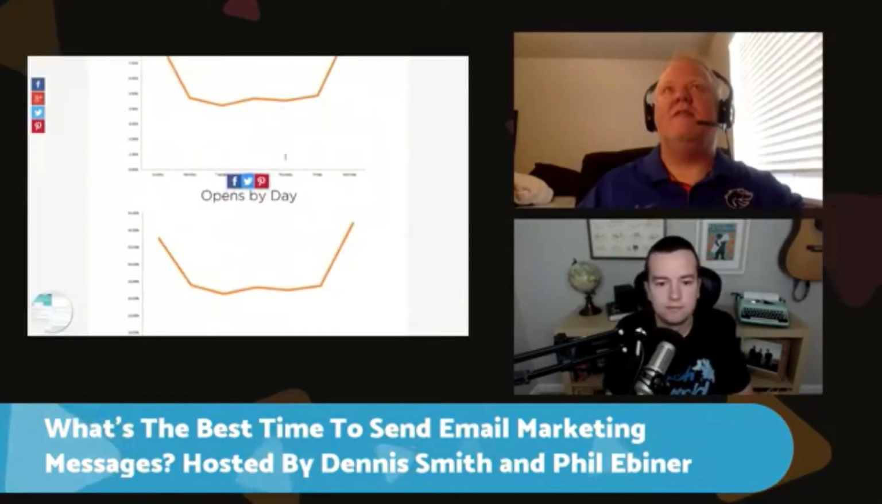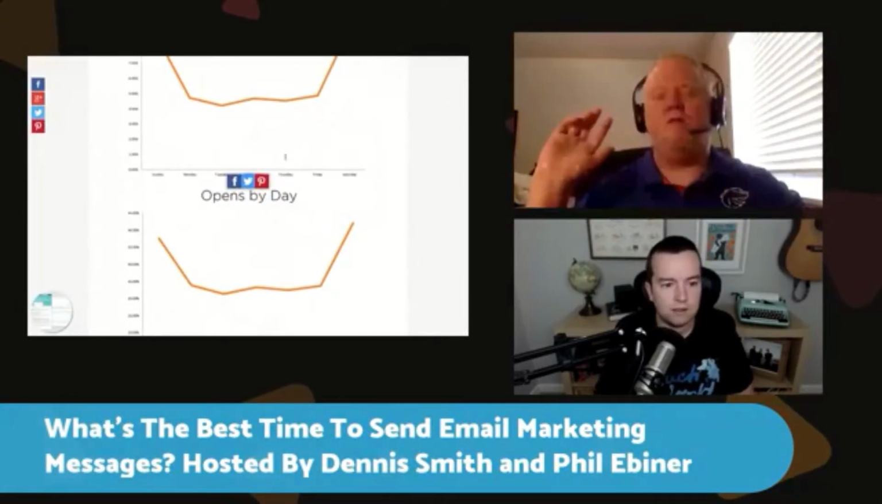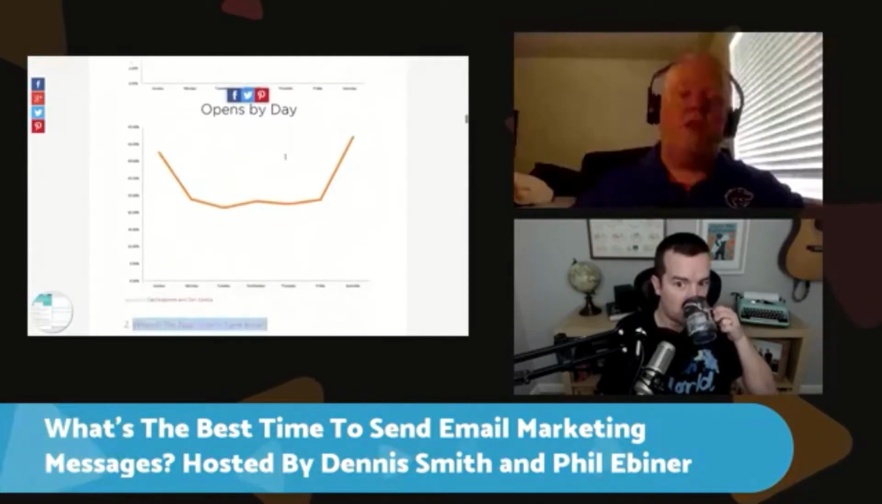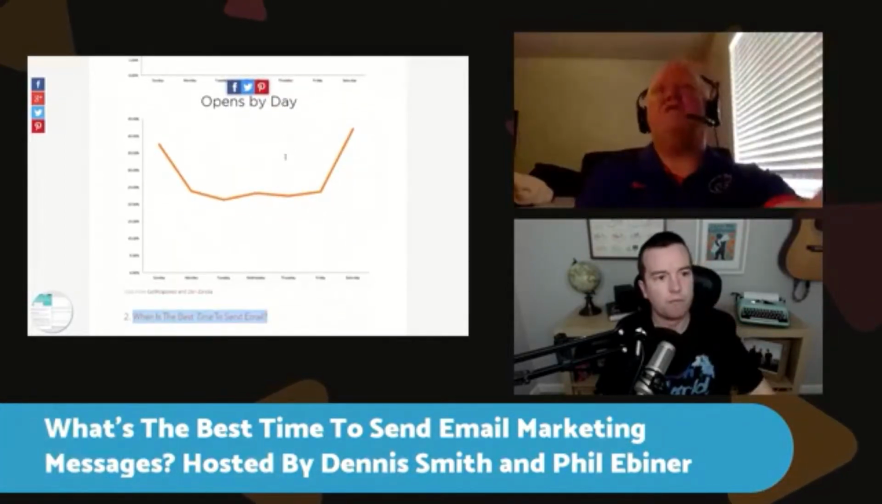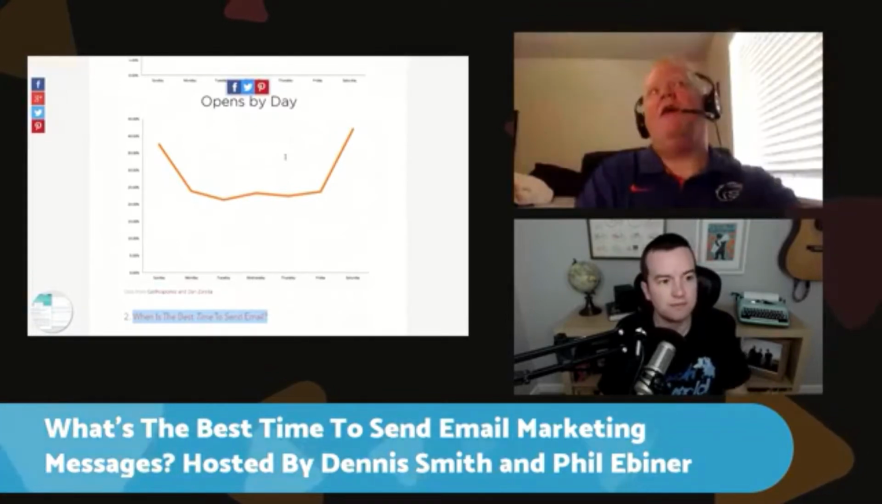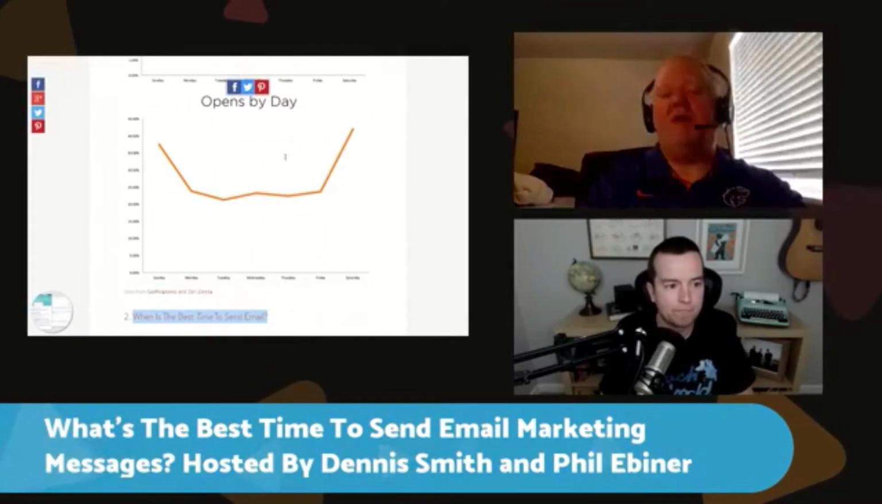Because I've got people all over the world that follow my list, from Facebook and stuff like that. And that's something that ConvertKit doesn't do, and I'm hoping that they get it. MailChimp has the ability to send it by time zone.